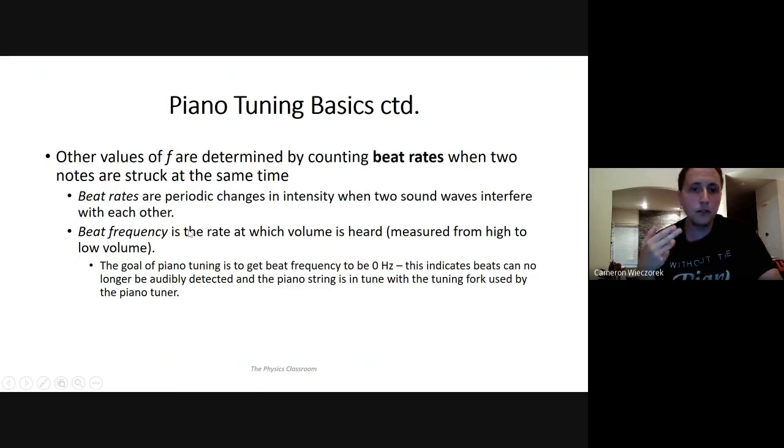And what the piano tuner is listening for is what's called beat frequency. And this is the rate at which the volume is heard, measured from the higher note to the lower note. The goal of piano tuning is we want to get that beat frequency to be 0 hertz, meaning that your ears can no longer audibly detect beats, essentially. So the goal is for the piano tuner's tuning fork to match the piano string in tune so that beats can't audibly be detected. And once that happens, the note is said to be in tune.